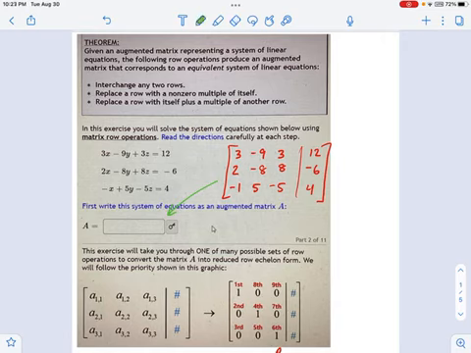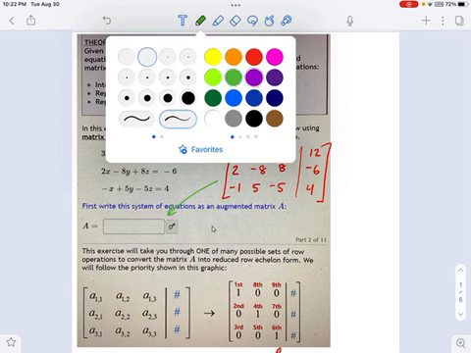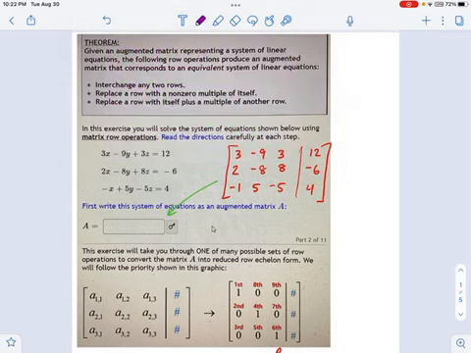Now there's a bunch of steps here, and because it's a 3 by 3, you can't do this in less than 9 steps. Well, I guess you could if you're clever. But I'm going to go through one possible way of doing this. There are many, but I suggest you follow this little flow chart here.